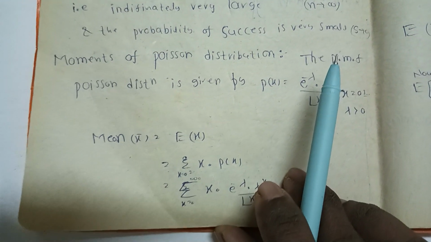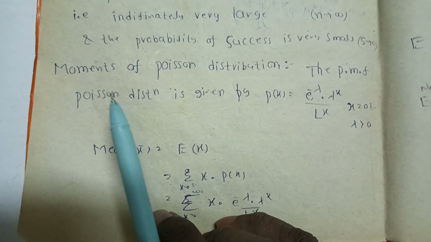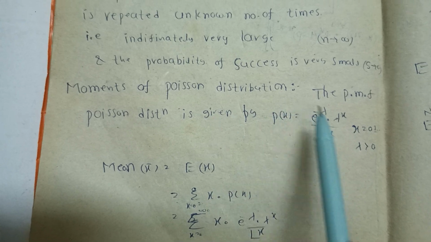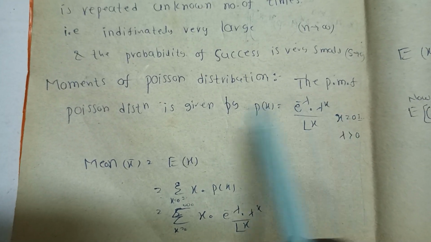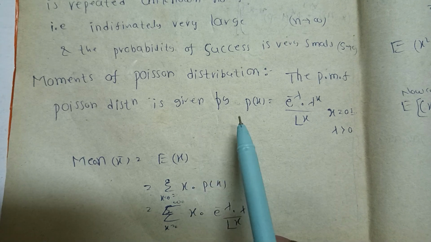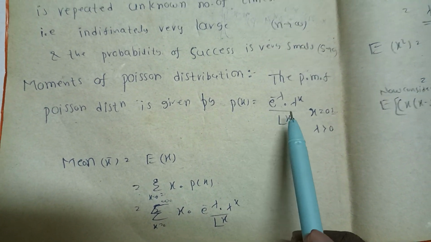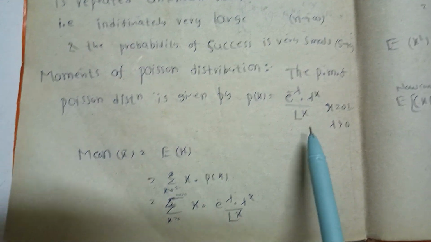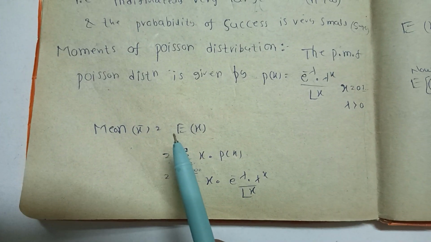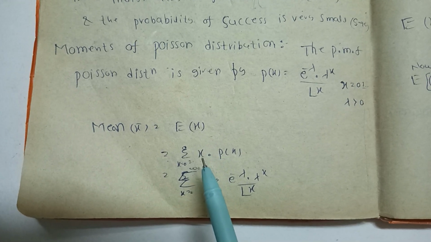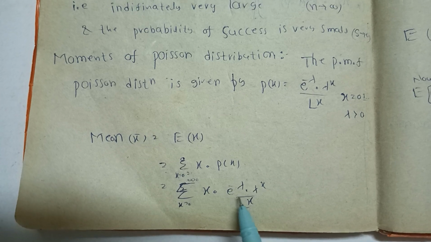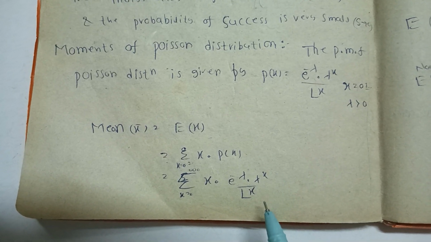So the moments of the Poisson distribution we have to learn. What are the moments? The mean and variance. To derive that, the PMF of the Poisson distribution is e to the power of minus lambda, lambda to the power of x divided by x factorial. So mean equals E of x, that is summation x into p of x, x into e to the power of minus lambda, lambda to the power of x divided by x factorial.